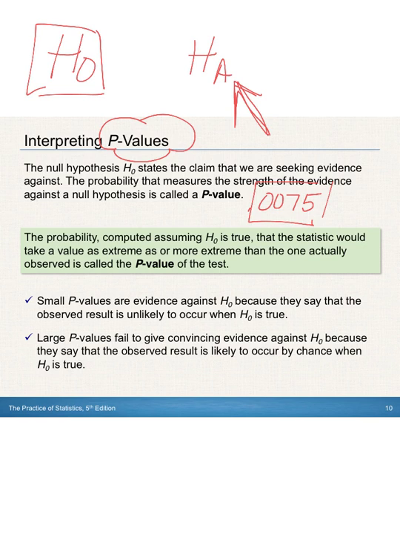So if we think back at where we were, here was this kind of curve, and here was our 3 that were out of the 400 that had occurred just by chance, and that doesn't happen very often, so that probably means that that claim is not true. Small p-values are evidence against the null hypothesis because they say that the observed result is unlikely to occur when the null hypothesis is true. Large p-values fail to give convincing evidence because they say that the observed result is pretty common. It's likely to occur by chance when the null hypothesis is true.